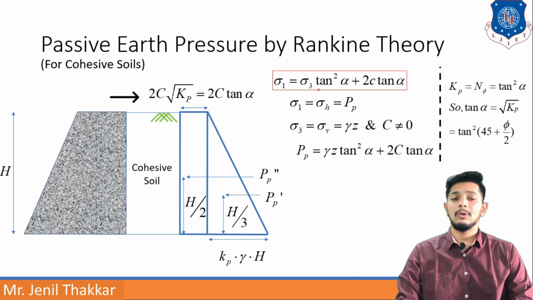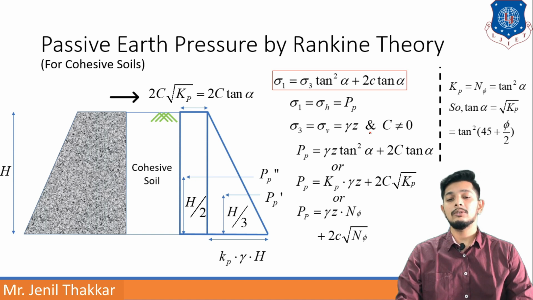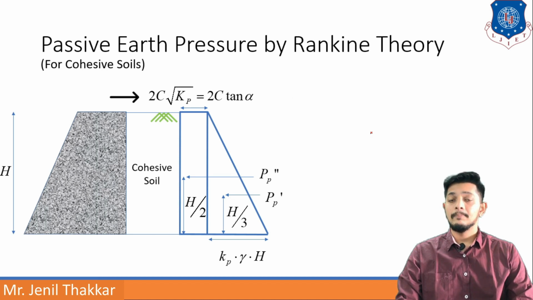We can use these little formulas in the numericals. That is why we are discussing this. So from Kp is equal to N phi, we can also write Pp is equal to Kp into gamma z plus 2c under root Kp. That is very much simpler. Tan square alpha can be written as Kp. That is why we can write this formula. And if Kp is equal to N phi, we can also write Pp is equal to gamma z N phi plus 2c under root N phi. So these are the formulas we can use further in the problems.